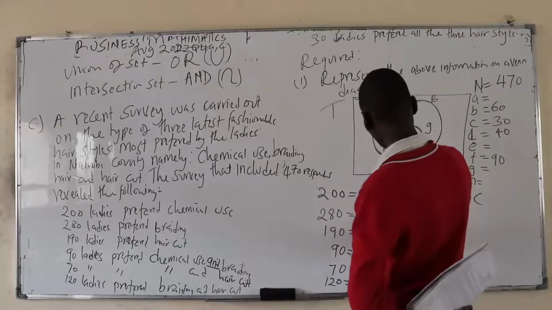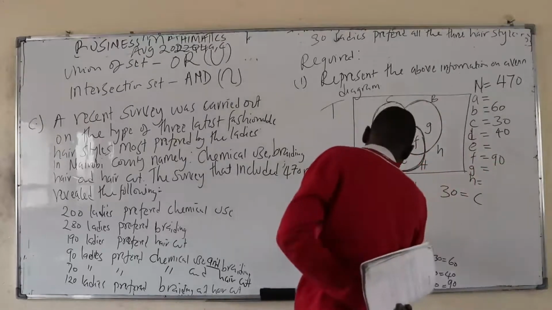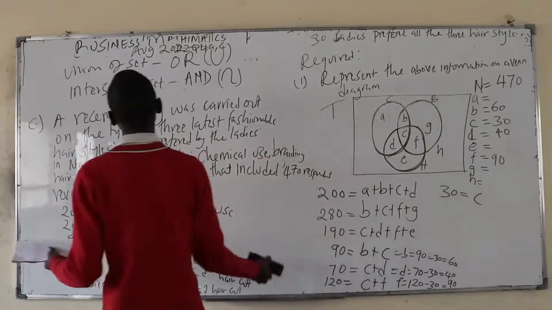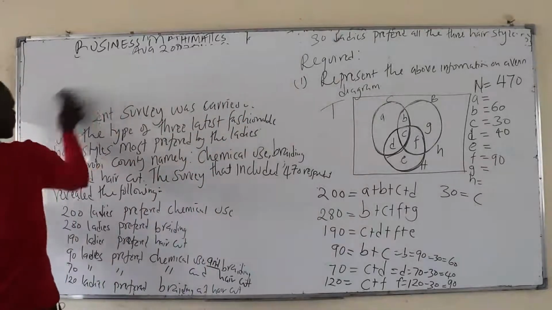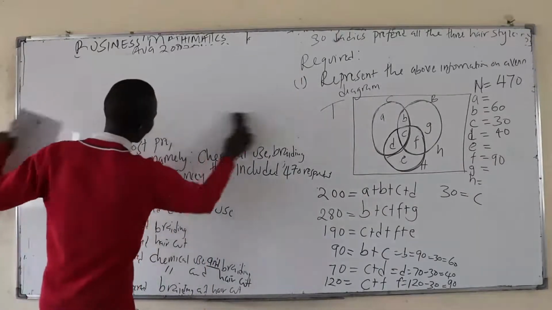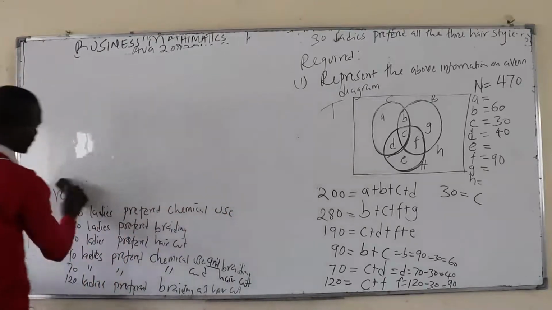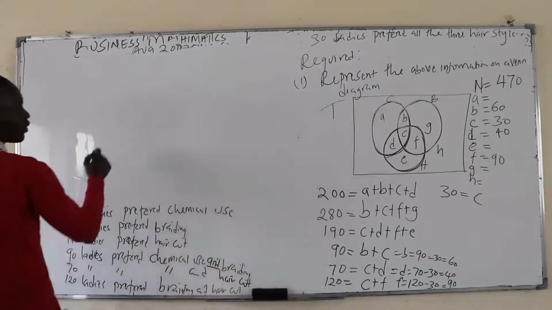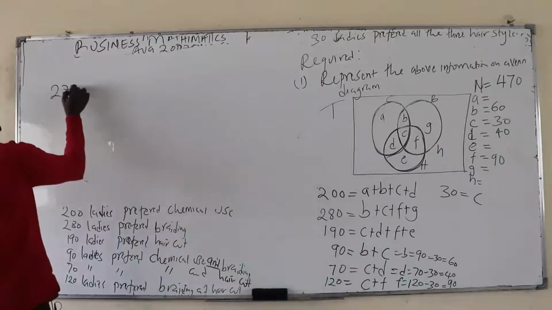Then we come to the next statement, whereby we are told 70 ladies prefer chemical use and haircut. So we look at the haircut and chemical sets, and what is common between the two is C and D. So 70 is equal to C plus D.